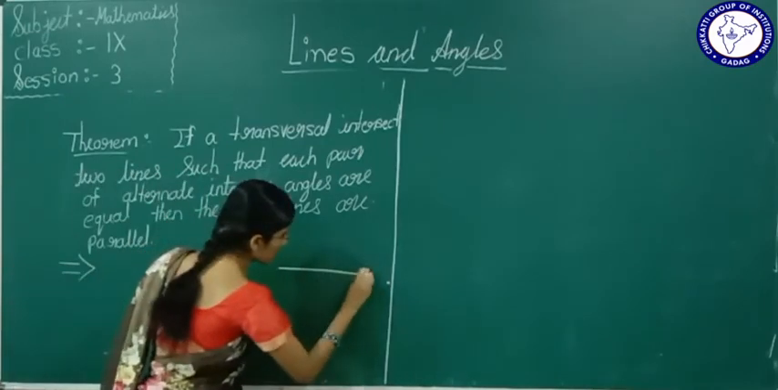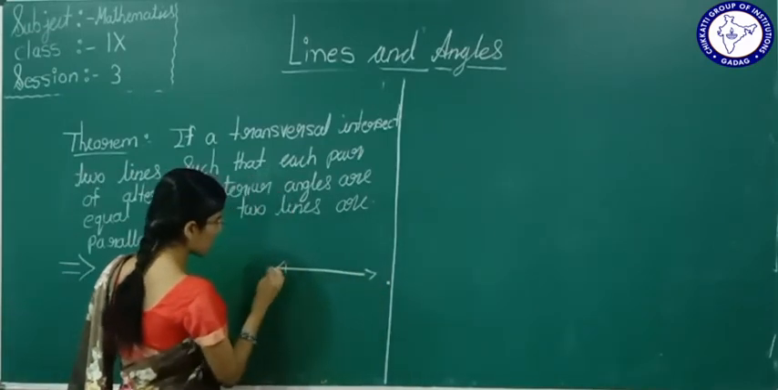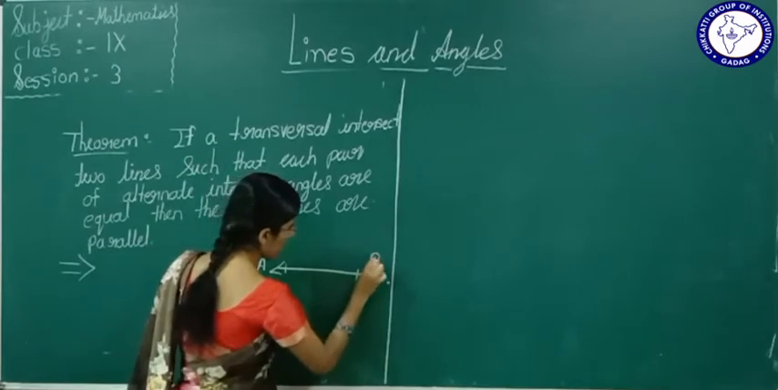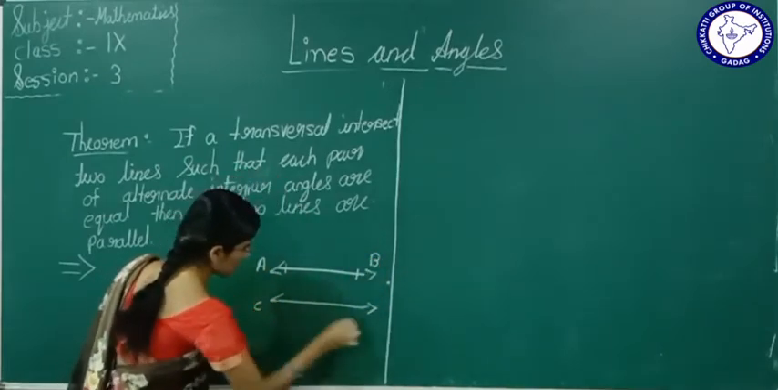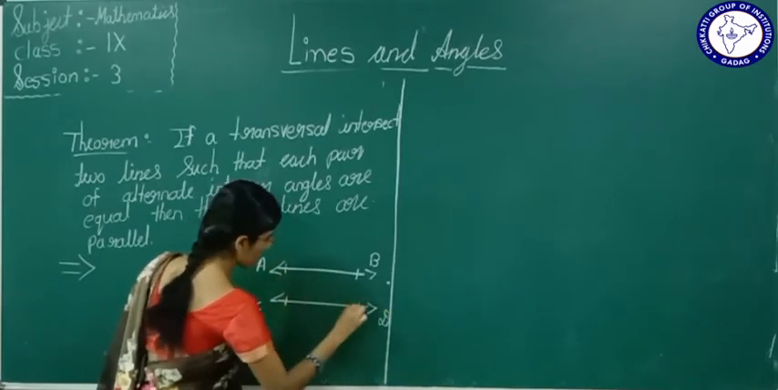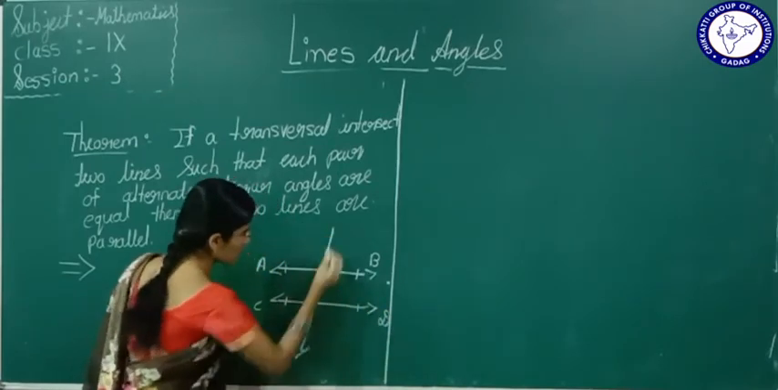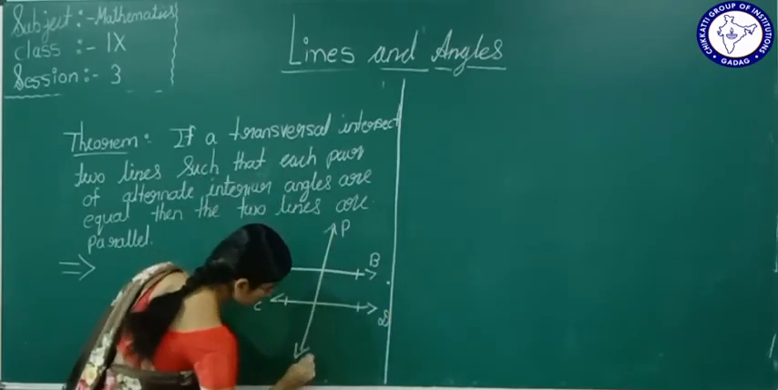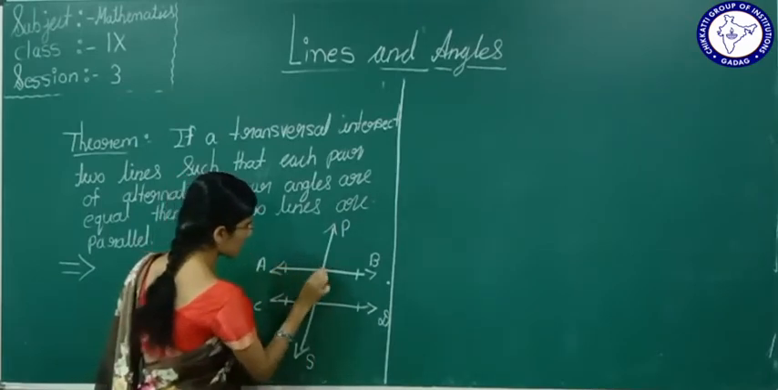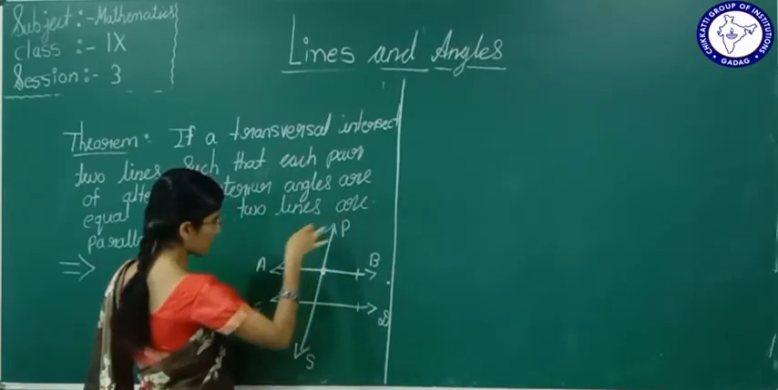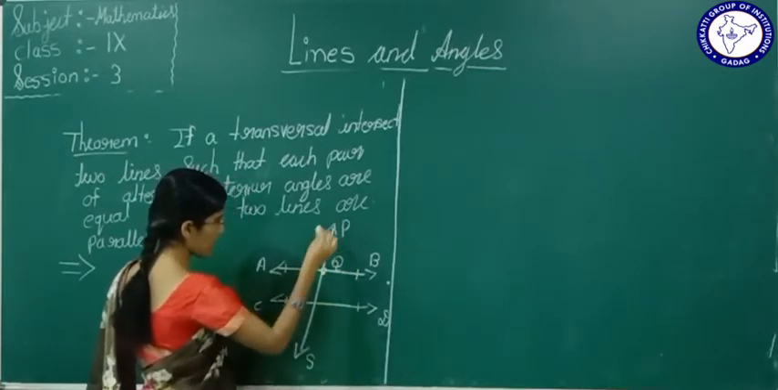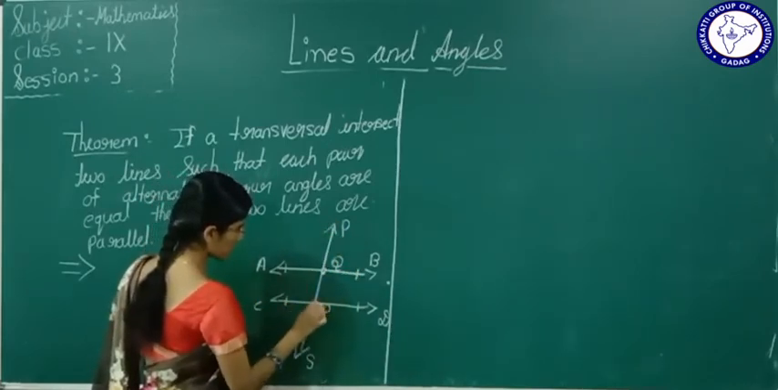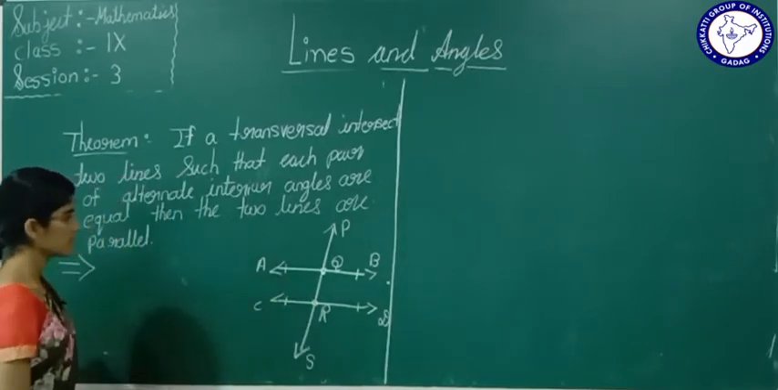See here, AB is a line and CD is a line. Here PS is a transversal which intersects AB at point Q and CD at point R. Okay.